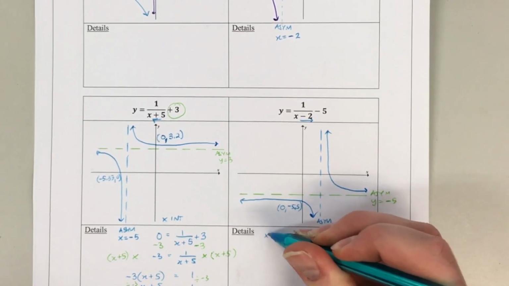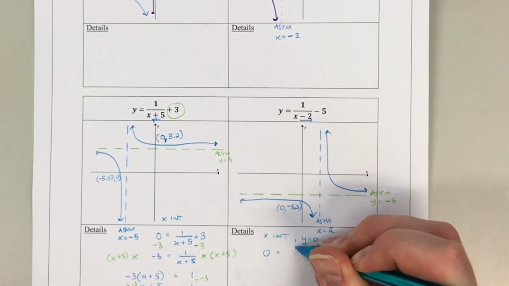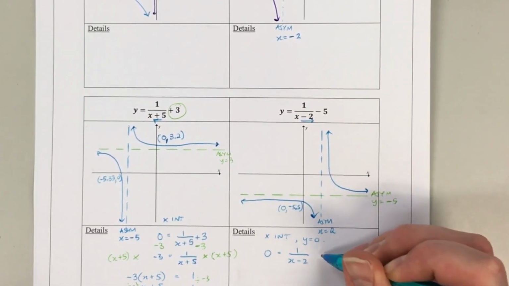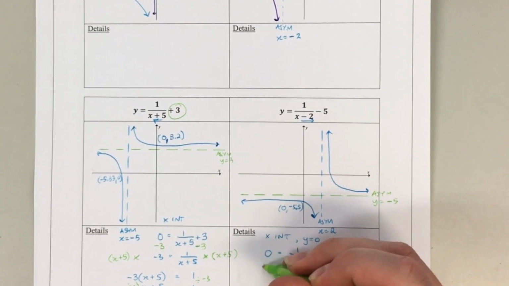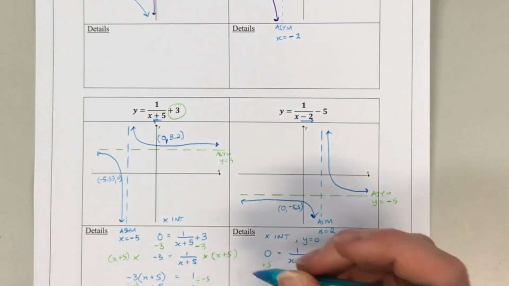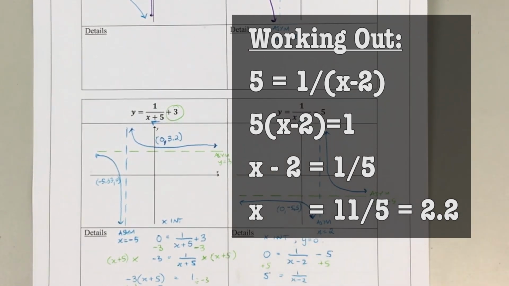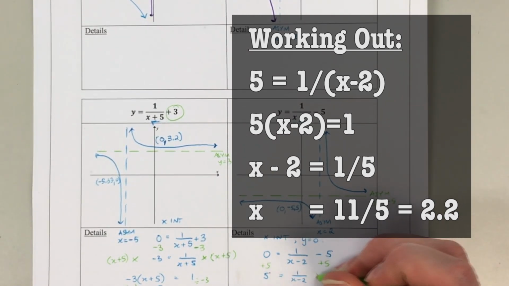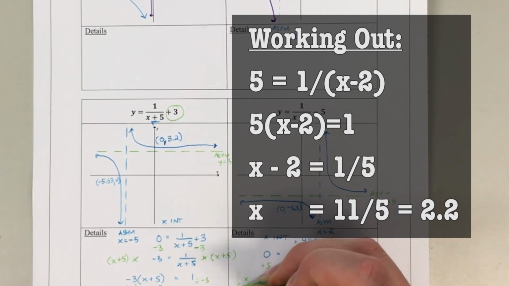We'll need to calculate the x-intercept when y equals 0. So 0 is equal to 1 over x minus 2 minus 5. Add 5 to both sides. Multiply both sides.